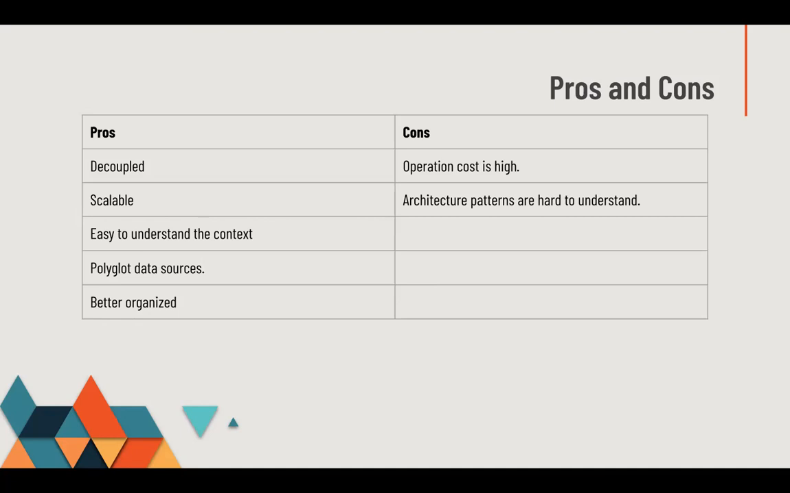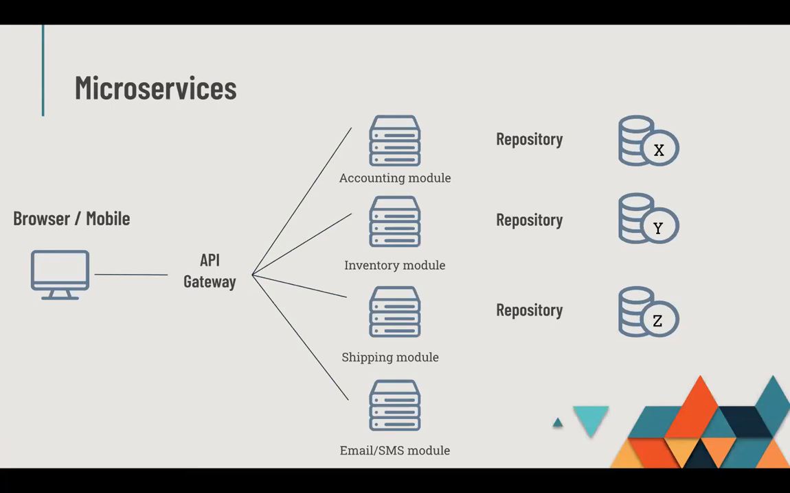Why are the cons there, and what sort of things are preventing us from merging everything from microservices? One of the main reasons is operation cost. You can see that we are taking three or four different polyglot data sources, four VMs, an API gateway. These are just illustrations that we are doing, but deploying a microservice is not cheap.